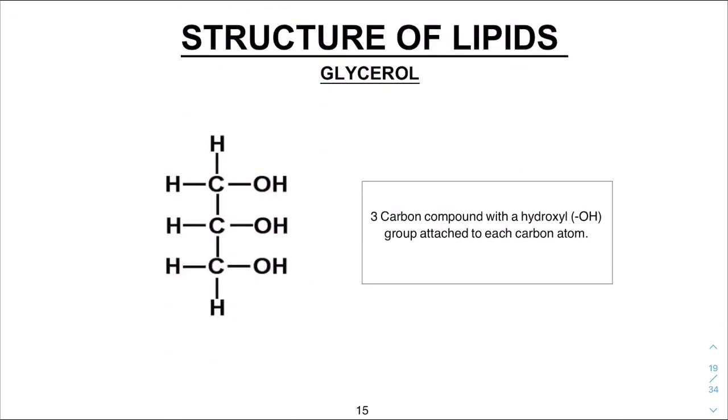The next structure yang kita akan tengok adalah glycerol. Glycerol is a 3 carbon compound, with a hydroxyl group attached to each carbon atom. Hydroxyl group ialah OH. Kita ada 3 carbon di mana setiap carbon ini attached to a hydroxyl group. Ini adalah glycerol. Kalau kita ingat triglyceride tadi, triglyceride is made up of 1 glycerol and 3 fatty acids. So that's it about lipids.